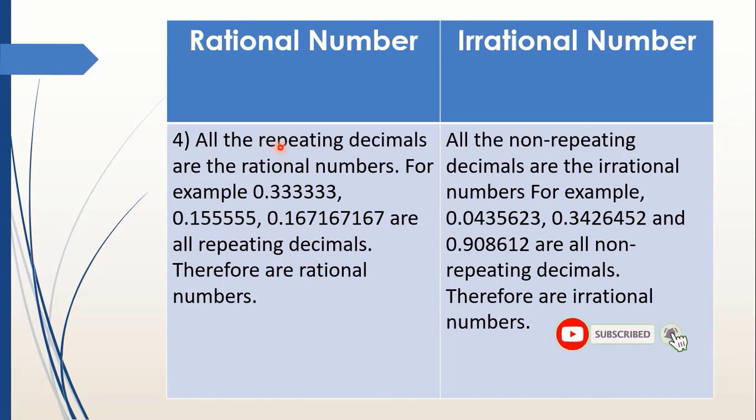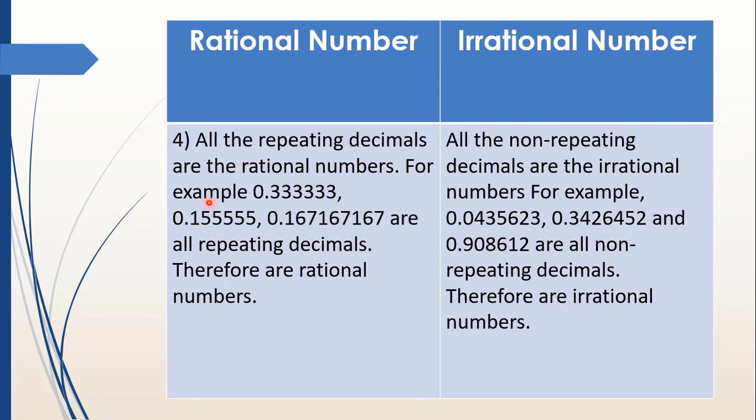So all the repeating decimals are rational numbers, and all the non-repeating decimals are irrational numbers. For example, here you can see the numbers are not repeating. In this example, the numbers are also non-repeating. So these are all non-repeating decimals, and therefore they are irrational numbers.